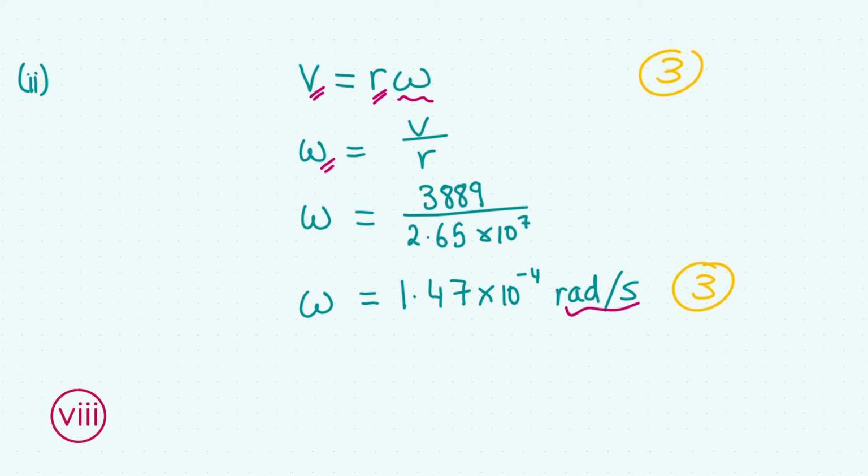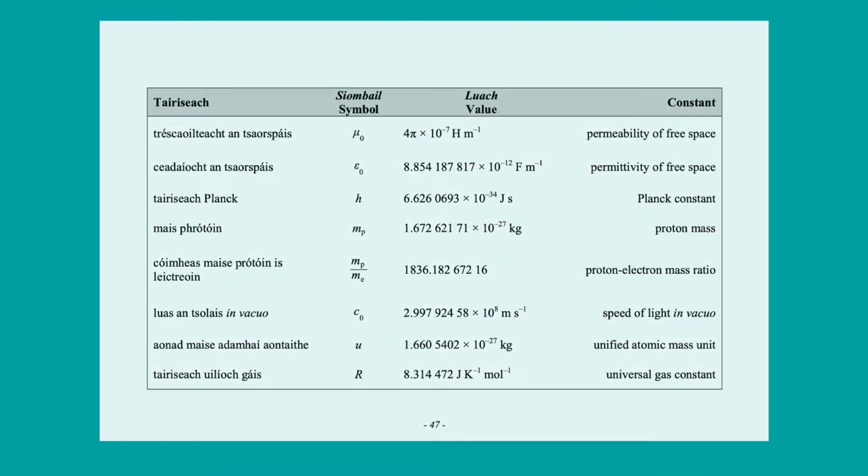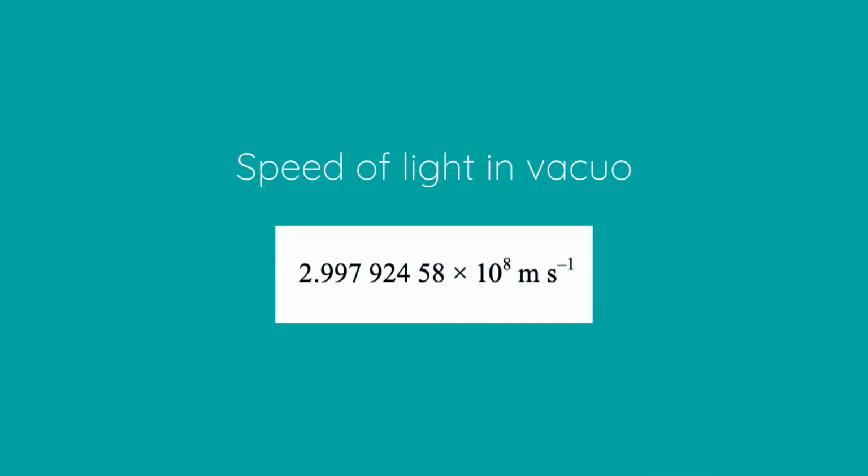So before we move on to our next part of our question, I'd like to draw your attention to page 47 of the Formula and Tables book, but this time we're going to be looking at the speed of light in a vacuum constant, which I will be rounding to 3 times 10 to the power of 8 meters per second, which is a perfectly viable approximation to make in the Leaving Cert exam.